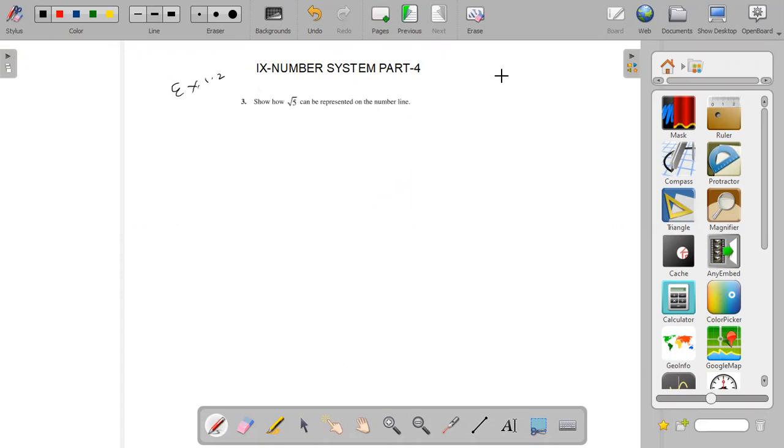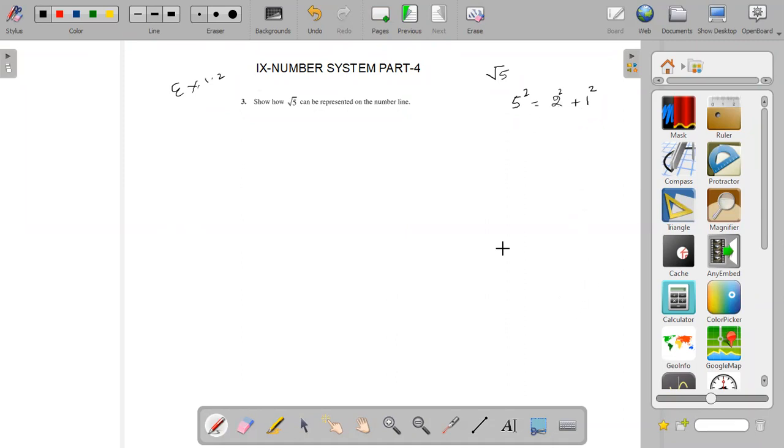Whenever you have to represent, suppose, under root 5 on a number line, under root 5, the square of 5, if it can be represented as the sum of squares of two numbers, that means 2 square plus 1 square, then its representation is different. Otherwise, it will have another type of representation that I will tell you.